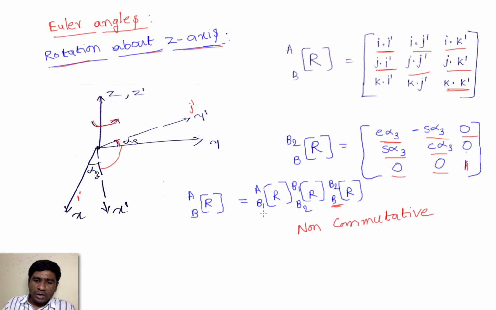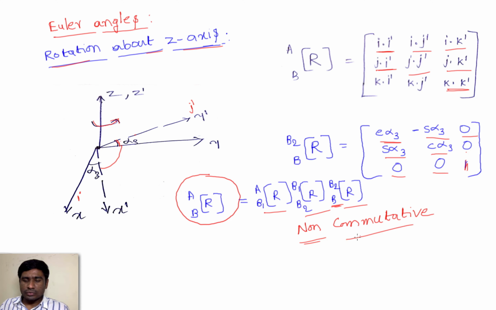So if I simply multiply these three rotational matrices, then I will get the total rotational matrix here. And we need to remember that this is non-commutative. That means the order of this is very much important. So first, if I have to rotate about the x-axis, then I need to multiply in that order only. If the order is missed, then we will get some other rotational matrix here.